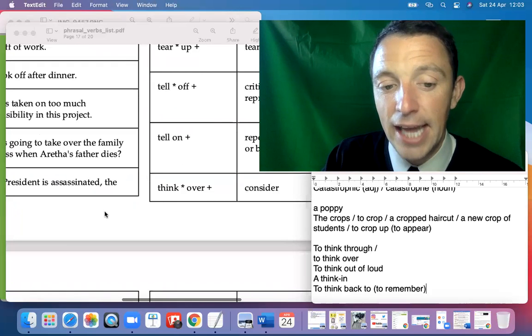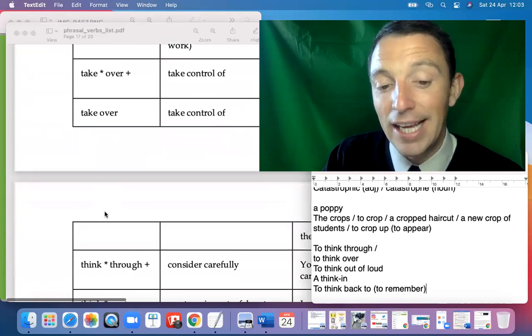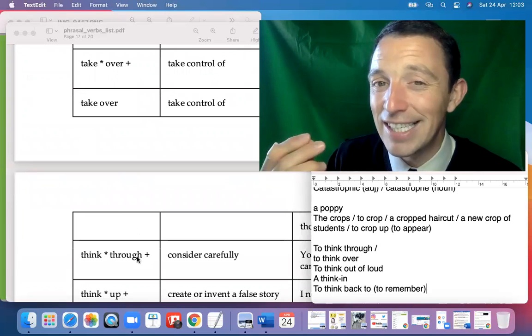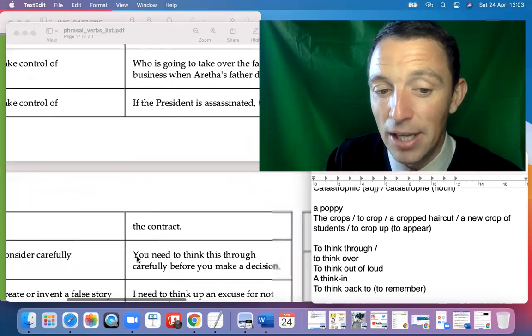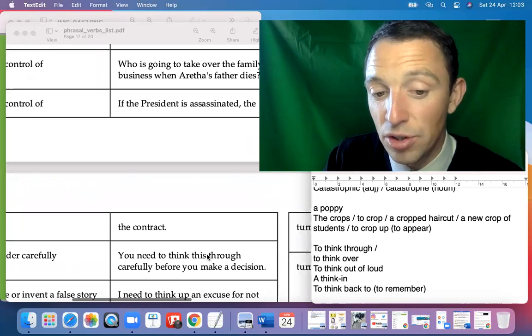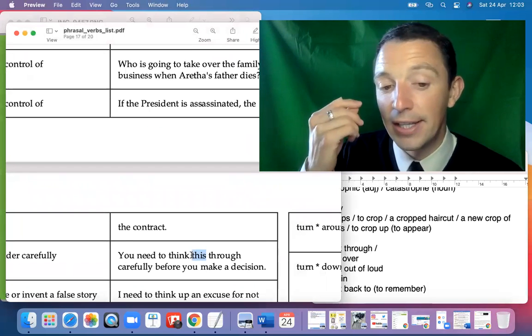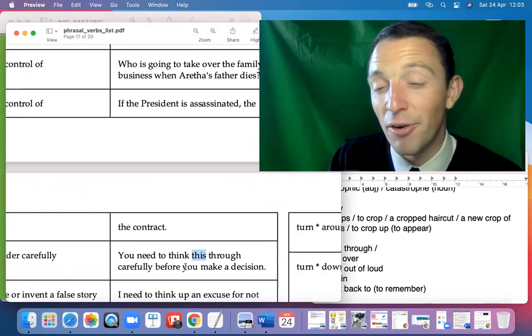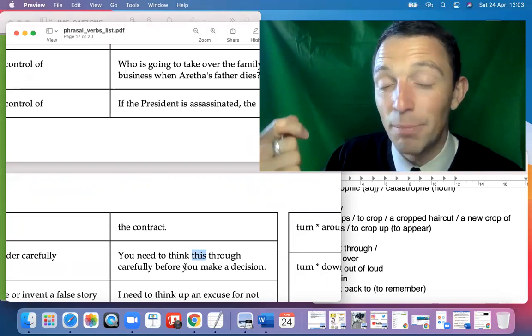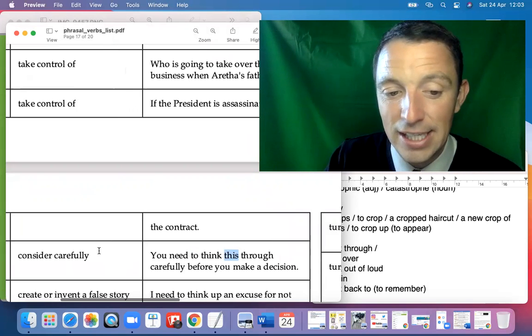Okay, the next possibility with think, again, consider carefully. So it's exactly the same, really. And you can see the example. You need to think this through. So maybe the situation or the offer carefully before you make a decision. Exactly the same, really, but I have explained a little detail.